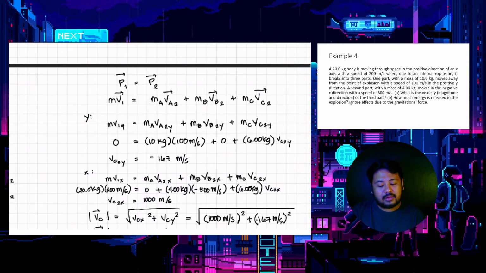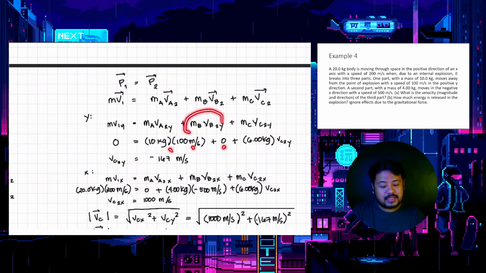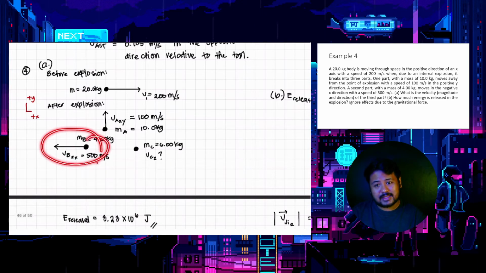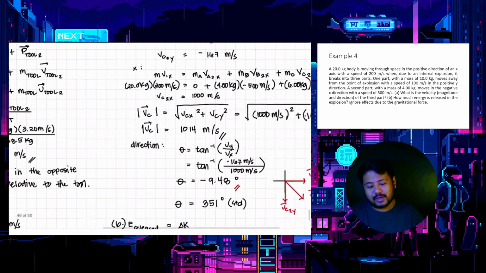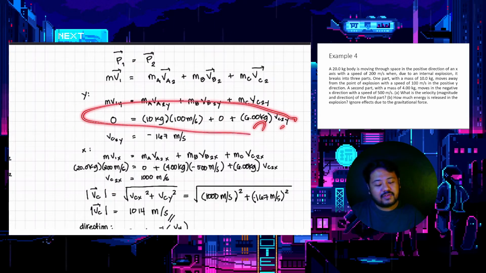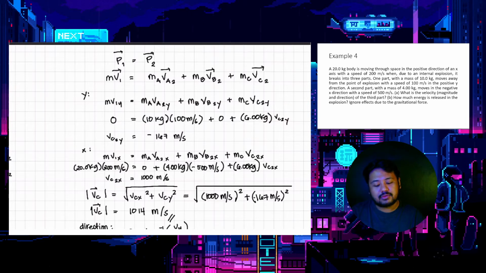So you have m v1y equal to mA vA2y plus mB vB2y plus mC vC2y. And then we substitute: 0 equals 10 times 100 plus 0 times vB2y, because it is purely moving in the x direction, so there's no y component. So that will become 0. Plus 6 times vC2y. We only have vC2y as our unknown. Hence, our vC2y is negative 167 meters per second. And for the x component, we now have this equation.